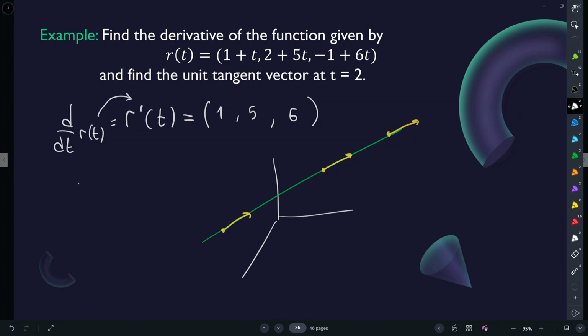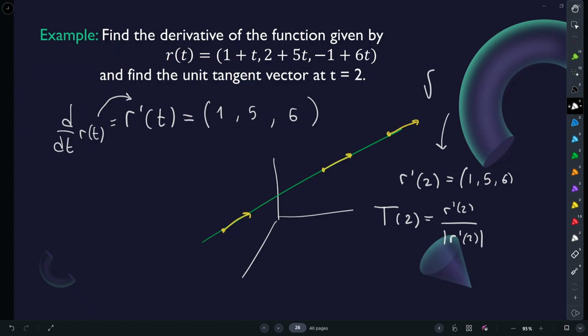So how do I do that? First of all, I find the derivative at 2. It's constant, so it's exactly the same one, 1, 5, 6. And to find the unit tangent vector, you see this is not length 1. So I'm going to have to do r prime of 2 divided by the length of r prime of 2. What is the length of this thing? It is the square root of 1 squared plus 5 squared plus 6 squared.